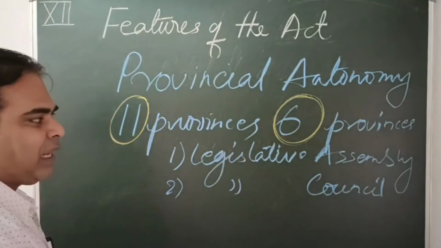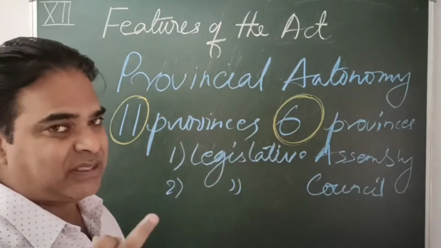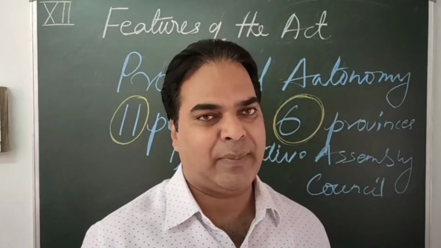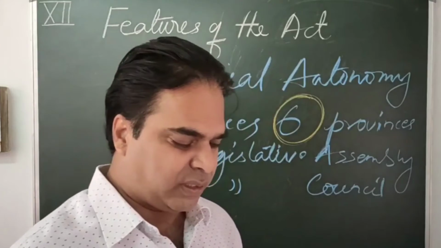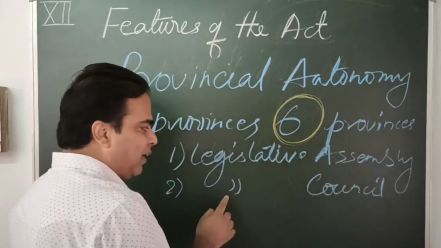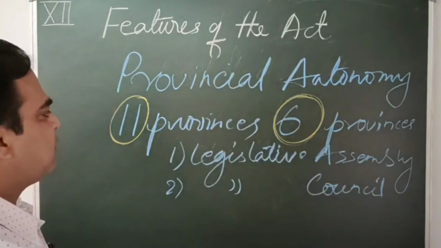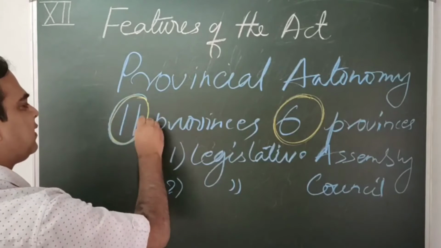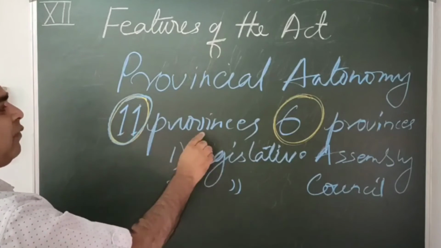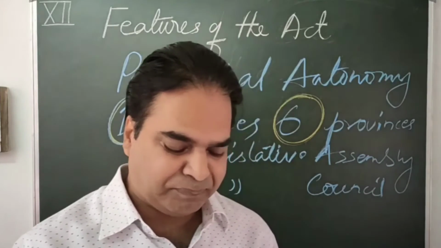What type of legislature is there in the 6 provinces? Bicameral. Being political science students, you know the meaning of bicameral: two houses, both the upper house and the lower house. Legislative assembly is the lower house and legislative council is the upper house. So out of 11 provinces at the time, 6 provinces had a bicameral legislature.